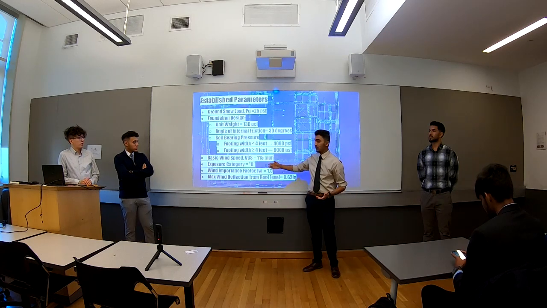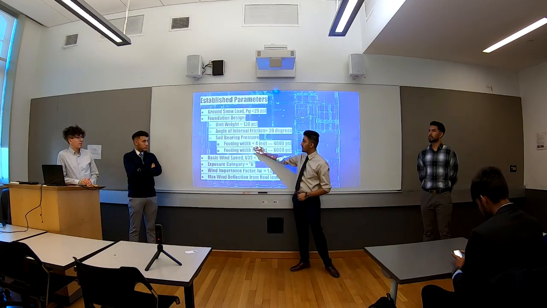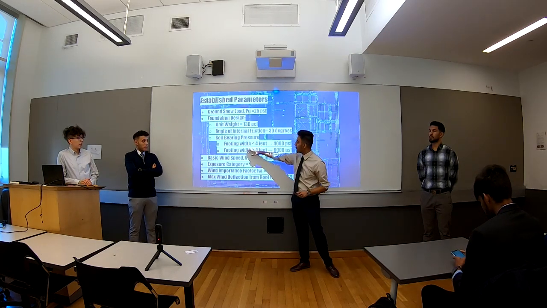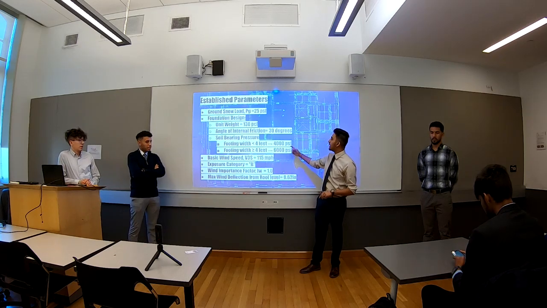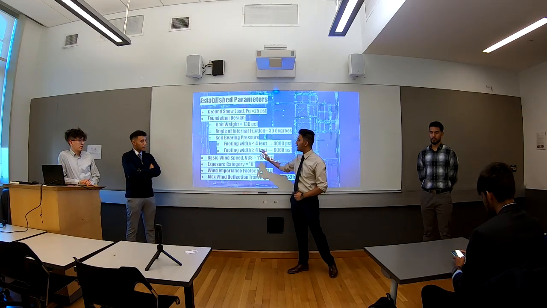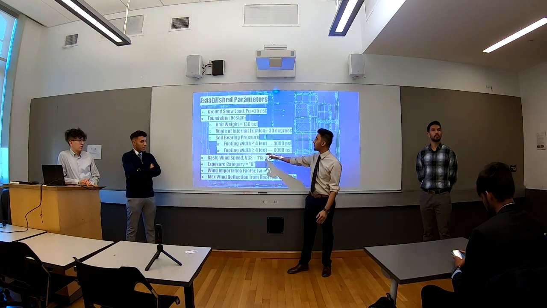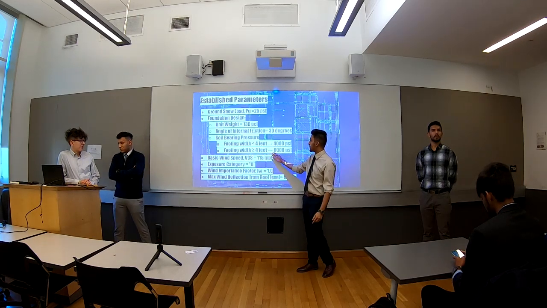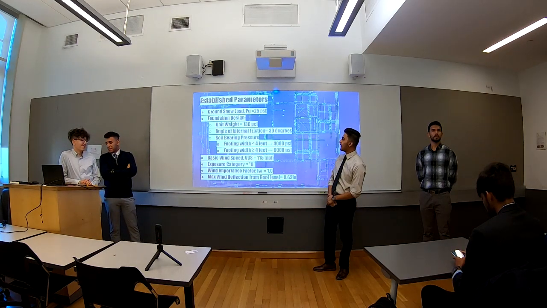I'm literally reading these out to you, but we're also seeing that we have a soil compression which gives us a footing width of 4 feet, at 4,000 pounds per square foot. And we also have the footing width coming out to less than or equal to 4 feet, which comes out to 6,000 pounds per square foot.